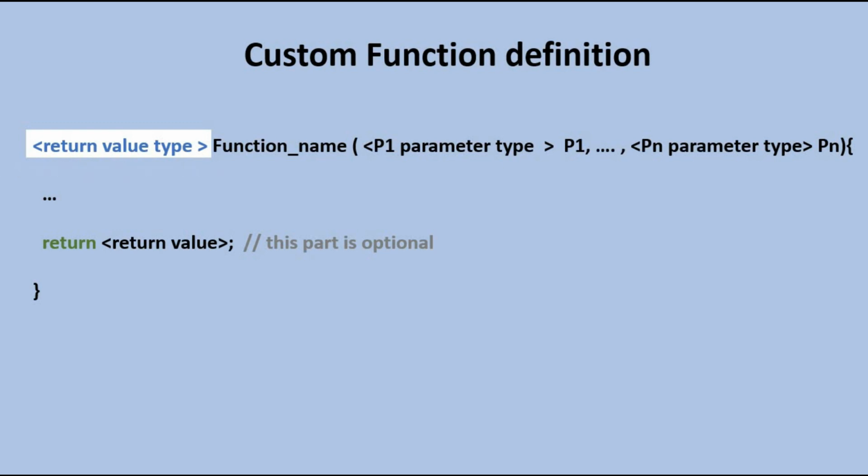Next, you choose a name for your function. This name acts like a unique label for your command. Within the parentheses, you list the values your function needs to work with. These are the input parameters. Each parameter has a data type to let Arduino know what kind of data to expect. Inside the function, you define the actions you want it to carry out. If your function is designed to produce a result, you use the return keyword followed by the result.